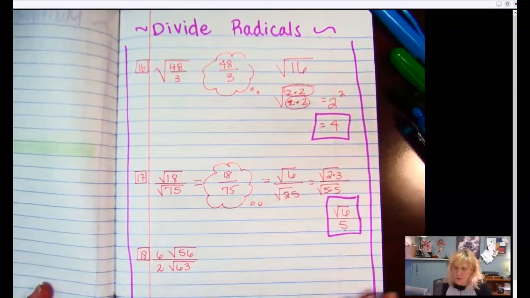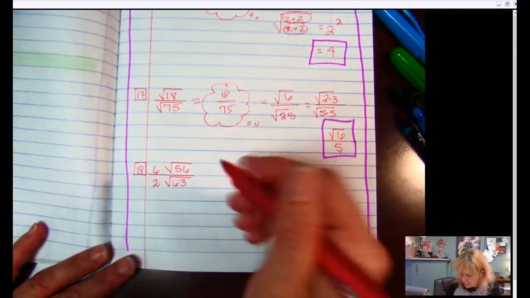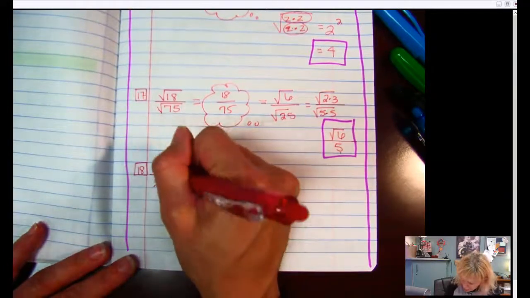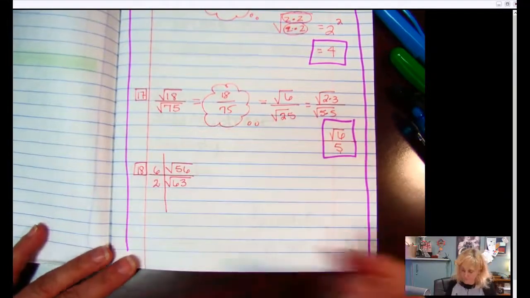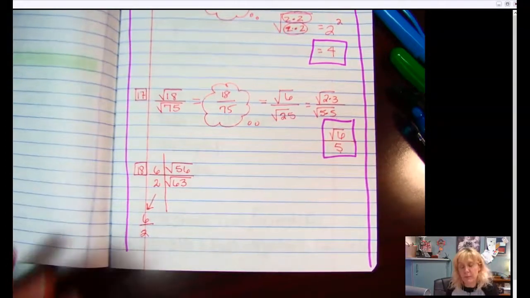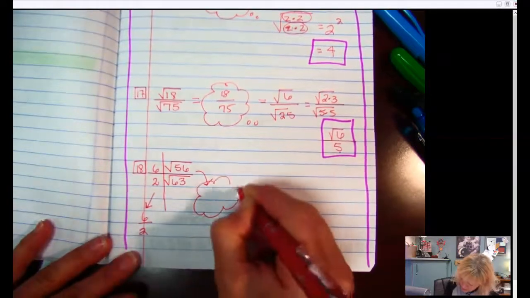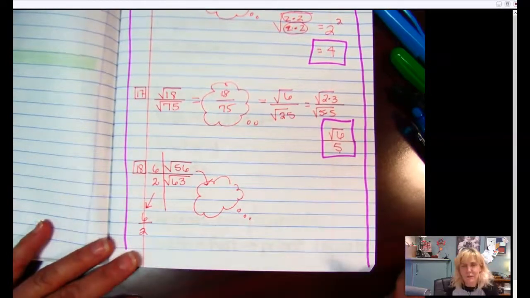All right, so 18. We're almost done. Here's what I want to talk to you about 18. When it comes to 18, we really just need to split the problem in half. We're going to focus on this 6 divided by 2, which is 3. We're going to talk about that in a minute. But remember, we've got to worry about simplifying the fraction.